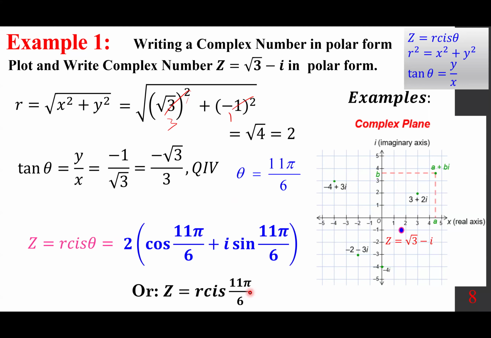So a quick recap. a plus bi, you go a units to the right, b units up. 3 plus 2i, you go 3 to the right, 2 units up. That's the location. In this case, square root of 3 about 1.7 to the right, minus 1 down, so roughly here. Again, this is not exact. That's as far as plotting points. r squared is x squared plus y squared. We find it to be 2. Tan theta is y over x, and we can find theta. Always pay attention to the quadrant. And you write the answer in shorthand notation, r cis theta. Very simple, everybody.